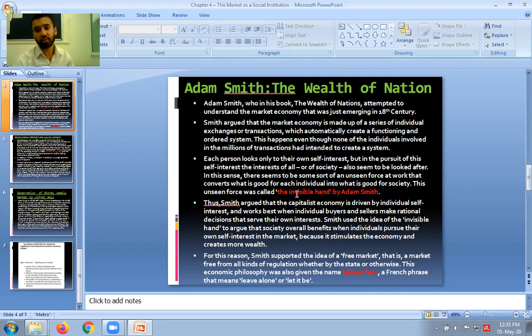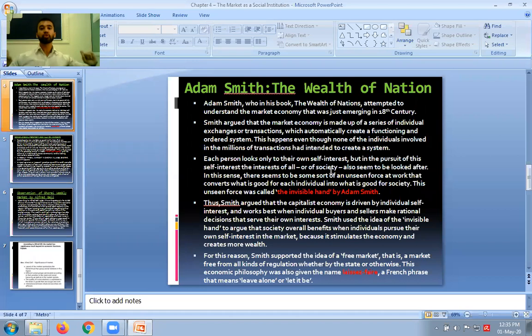But when a general market goes on, then everyone is involved in the trading. Everyone is interrelated to each other. That's exactly what happens, right? And what Smith argued here is that the market economy is made of a series of individual exchanges, interactions and transactions. Transactions mean the interchange of goods and services that happens in the society, which automatically creates a functioning and ordered system, right?